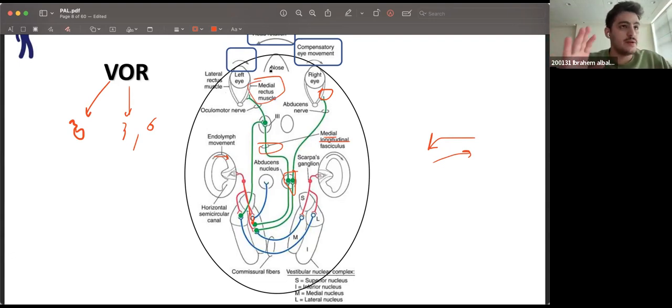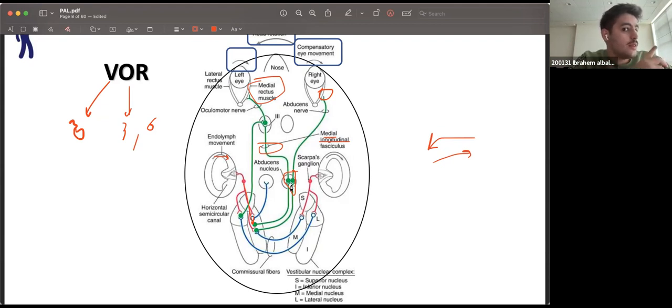So as you turn your head in a certain way, your eyes are going to stay the same. Any problem in this reflex, what's going to happen is you're going to tell a patient to look straight, and then you're going to thrust their head in a certain way. If they don't have this reflex, they have brainstem damage or vestibular nerve damage or whatever, then they're looking, and then you turn their head, and their eyes are going to turn with their head.